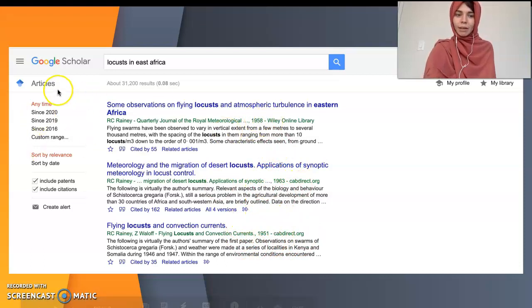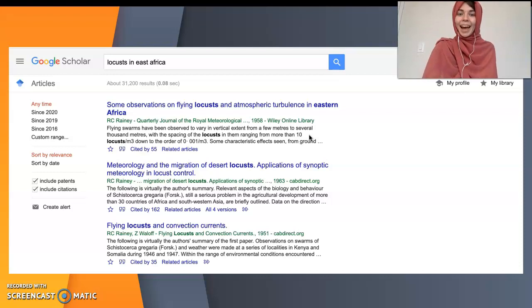You can filter by date, but these first ones that come up are 1958, 63, 51. So, and you can also see that they have a lot to do with meteorology, convection currents, atmospheric turbulence. So maybe locusts are not a new thing, right? Maybe they've been coming around for a long time. Maybe there are specific things that happen in weather that make their presence more likely to happen, okay?